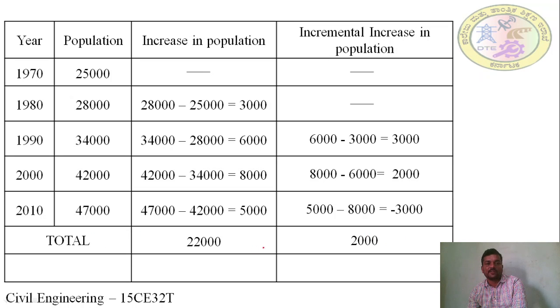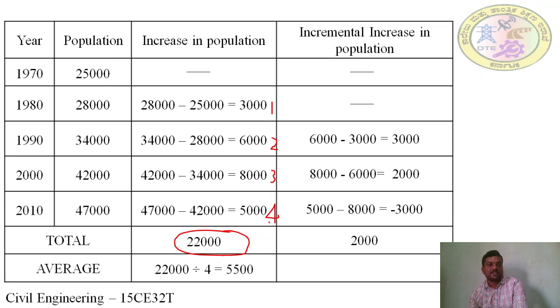After finding the total, you need to find the average. So here the average increase in population is equal to the total increase in population divided by the number of decades. Here we have first decade, second decade, third decade and fourth decade. So the average is 22,000 divided by 4, that is equal to 5,500.